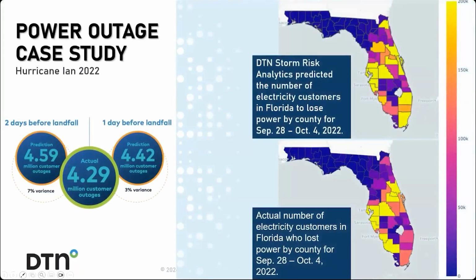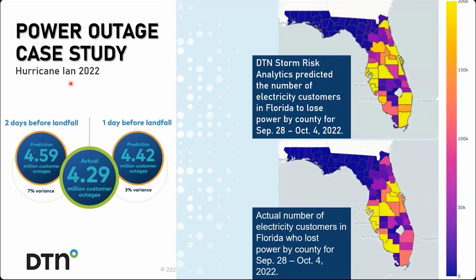So I'm going to talk about a couple case studies over the last few years. Likely some of these you know of or you're aware of because they were major hurricanes, tropical systems that impacted the utility grid in Florida and much of the Southeast US. And I want to show how our DTN Storm Risk Analytics performed. So this was Hurricane Ian in 2022.